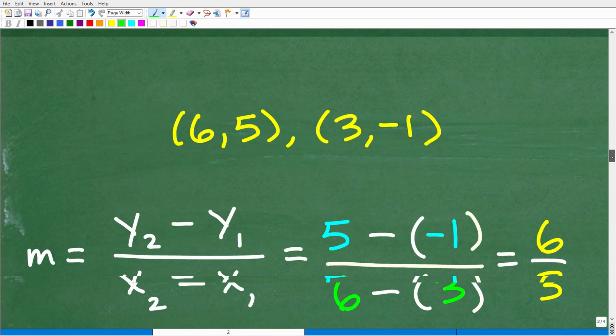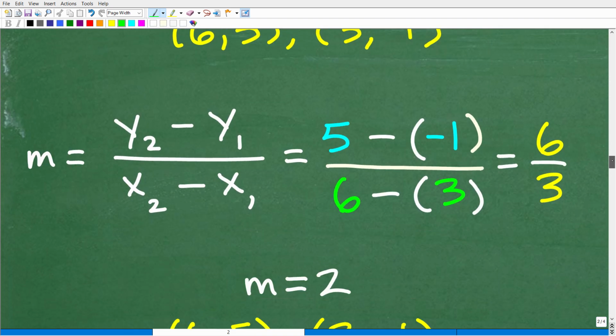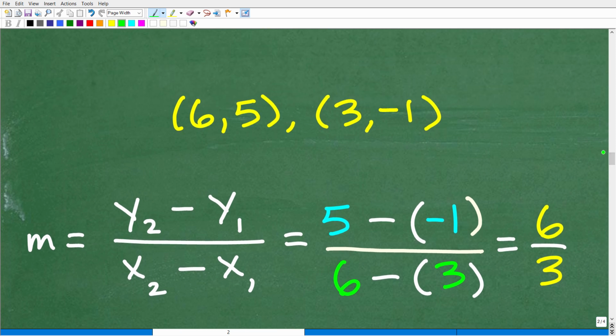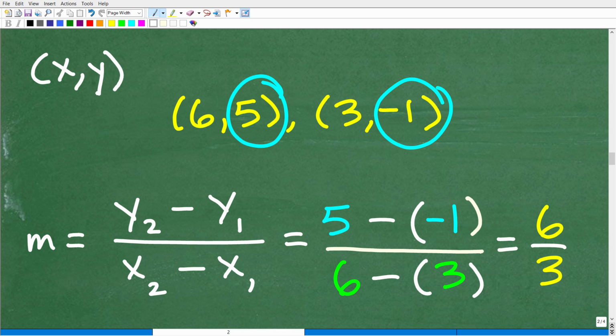Okay, so the correct slope here is going to be 2. Now here's the work on how you calculate this. Let's go through this real quick, and then I'm going to show you one of the most common errors that algebra students make. Okay, so we're going to subtract the y's and we're going to subtract the x's. So where are the y's? Well, these are the y's right here, 5 and -1. Remember, we're talking about x, y ordered pairs, coordinates, right?